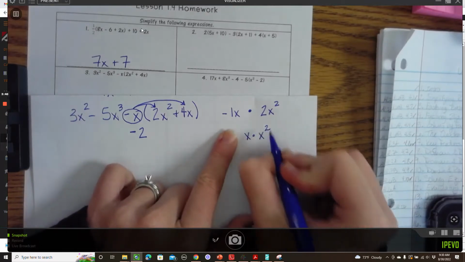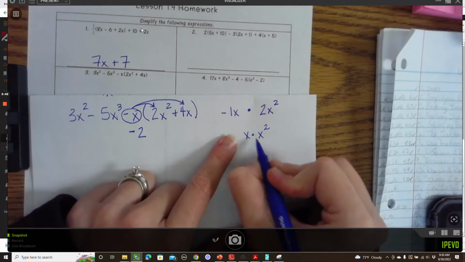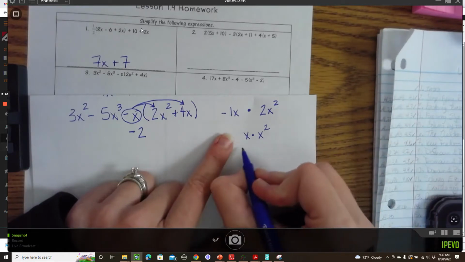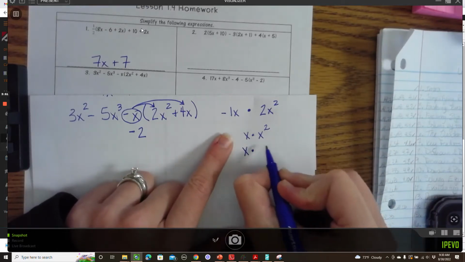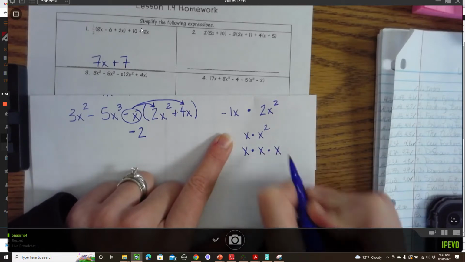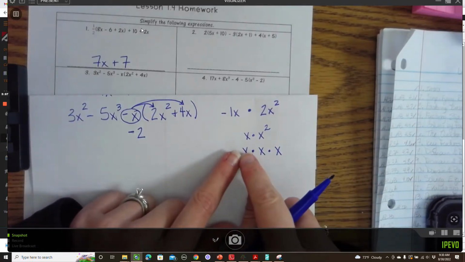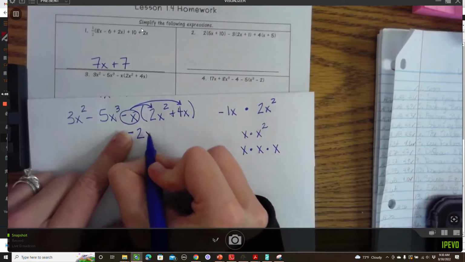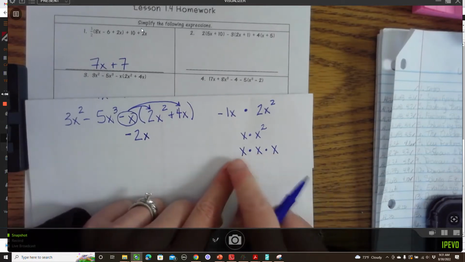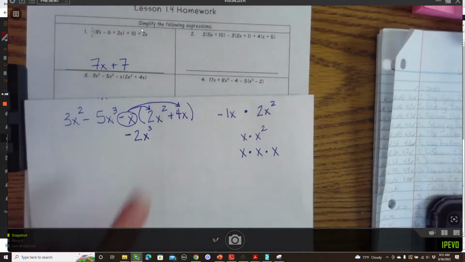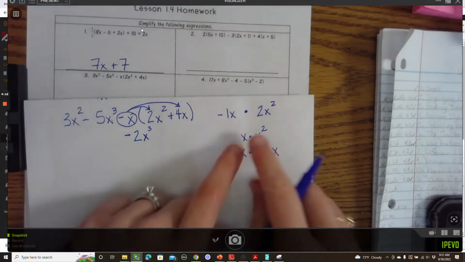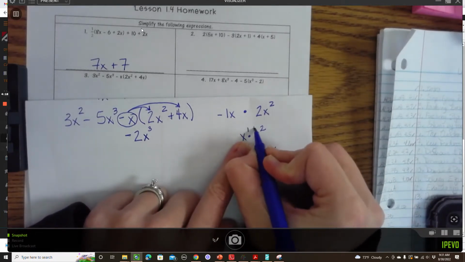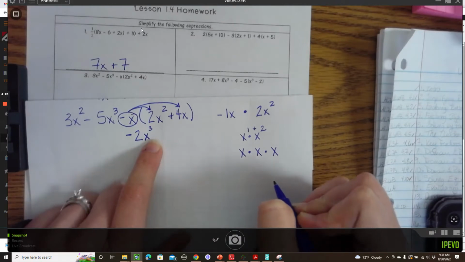times x squared. If I would write this out, what does it mean when I raise something to a power like that? Multiply by itself. So anytime that I'm multiplying the same thing by itself over and over, I just write the base, which is x, and then the number of times it shows up, here it's 3, that becomes my exponent. So when you're multiplying like this, x times x squared, you're just adding the exponents. 1 plus 2 is a 3.